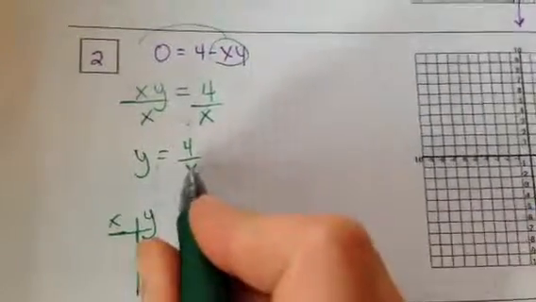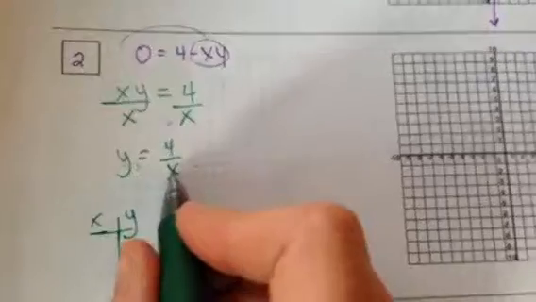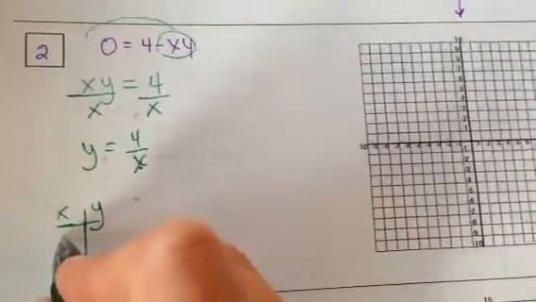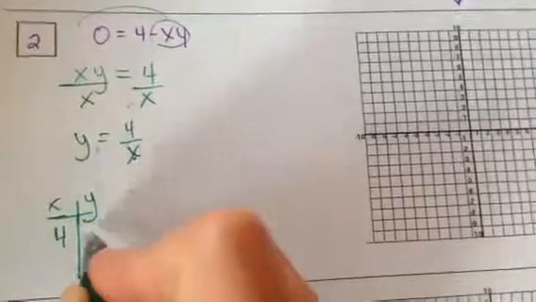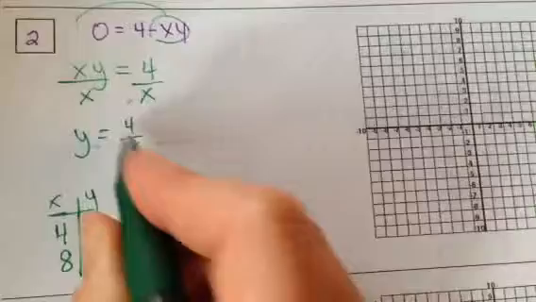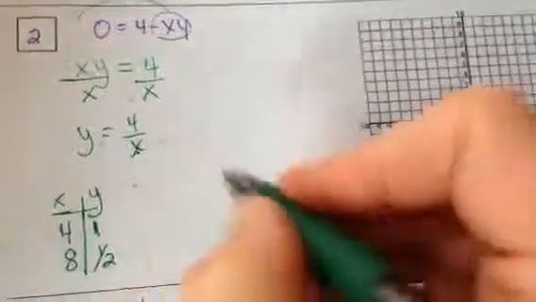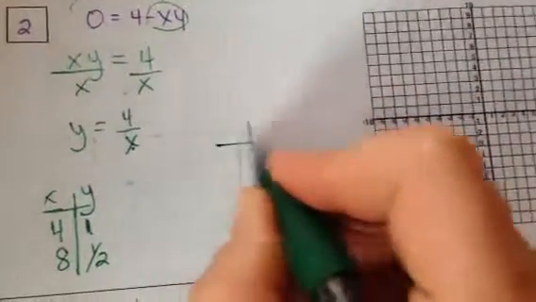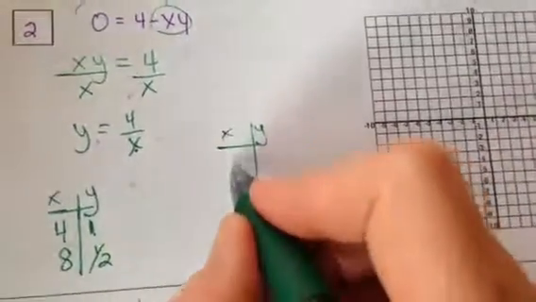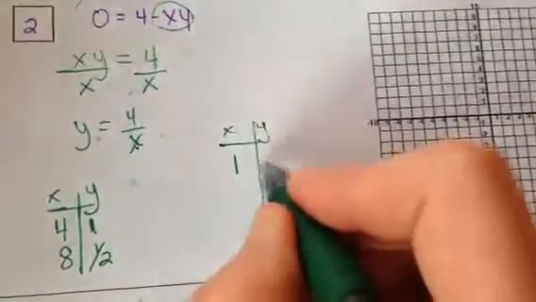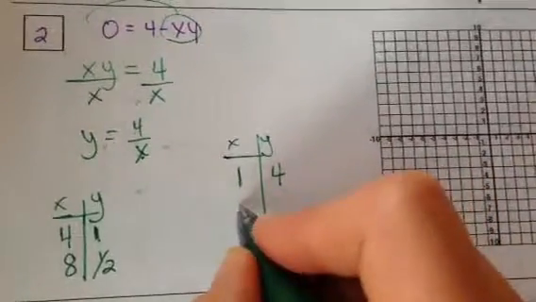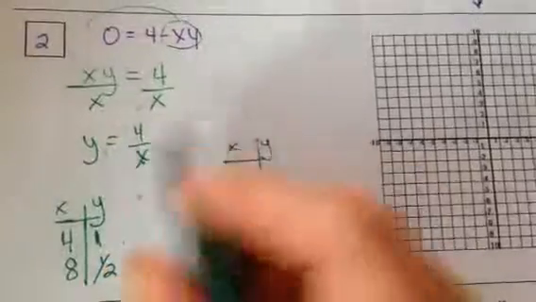I can't plug in 0. You can never divide by 0. Try it in your calculator, you'll get a big fat error. Okay? But if I plug in 4, 4 over 4, I'm going to get 1. If I plug in 8, 4 over 8 is 1/2. Let me plug in some more over here. What else should I plug in? A 1. 4 over 1 is 4. Okay. What else should we plug in? If we plug in a 2, 4 over 2 is 2.